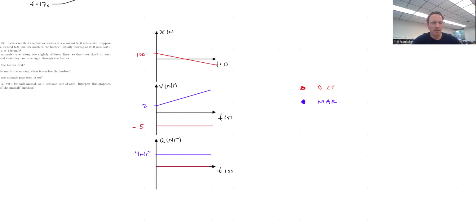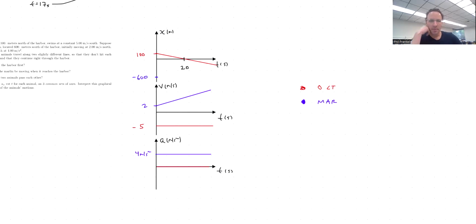This time right over here is the time at which the octopus has an x coordinate of 0. And we know that that is 20 seconds. That's the time at which the octopus reaches the harbor. All right. Let's think about the Marlin's position versus time graph. So the Marlin has an initial position of -600 meters.